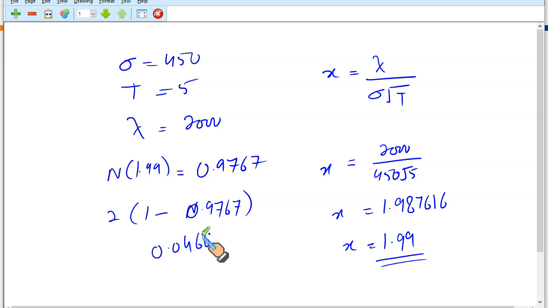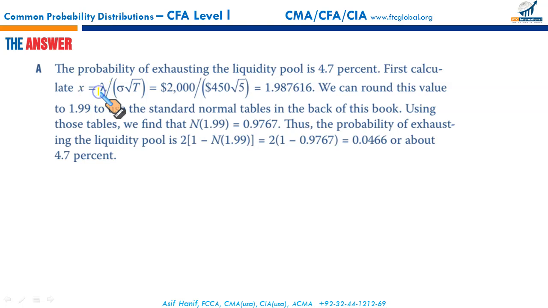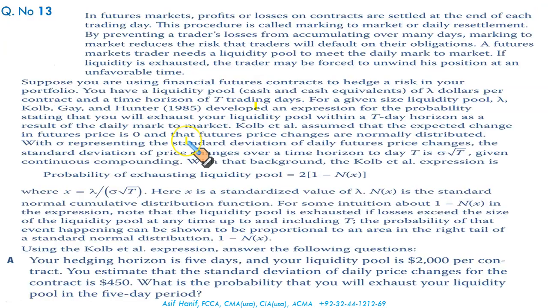So if you simplify this, your result will be 0.0466, which means with $2,000 as lambda, 5 days time horizon, 450 standard deviation, there is 4.66% probability that the liquidity of the pool would be exhausted, or 4.7 approximately. So you just simply need to plug in the numbers for x, lambda, standard deviation, t, whatever the number comes, look it up in the Z table, and then simply whatever the result comes, plug it in this formula. All is given. It's 2, 1 minus N(x), and this is the formula to calculate x, and that's as simple as that.